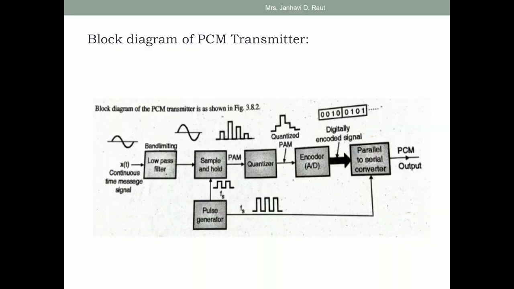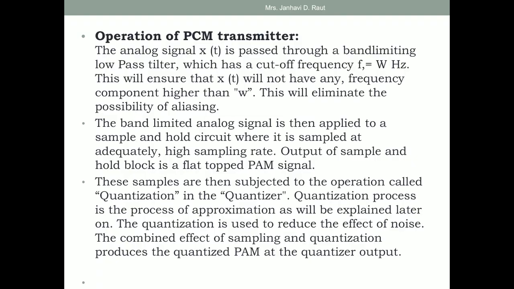This is the block diagram of the PCM transmitter. It has a low pass filter, sample and hold circuit, quantizer, encoder, parallel to serial converter, and a feedback pulse generator, and lastly the output of the PCM. So I'm going to explain the operation of the PCM transmitter. The analog signal x of t is passed through the band limited low pass filter, which has a cutoff frequency Fc of omega hertz. This will ensure that x of t will not have any frequency component higher than omega. This will eliminate the possibility of aliasing.